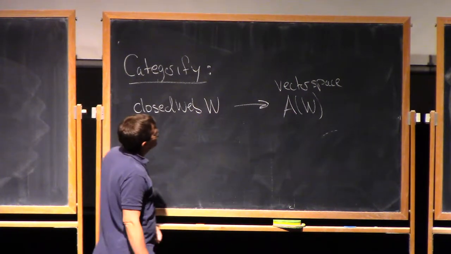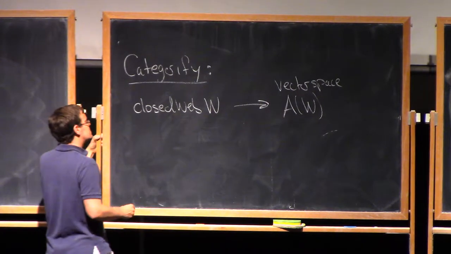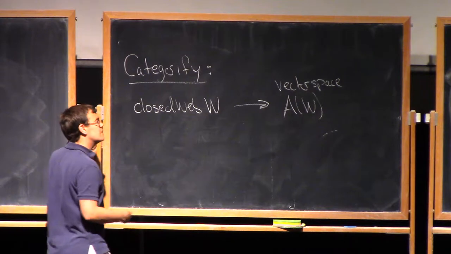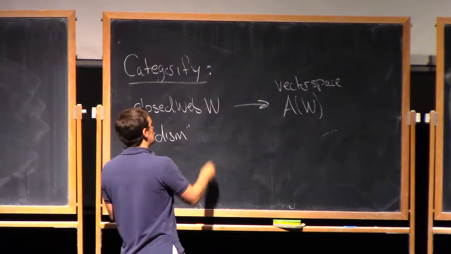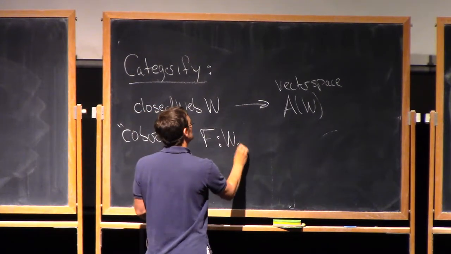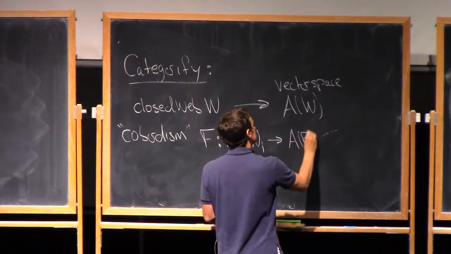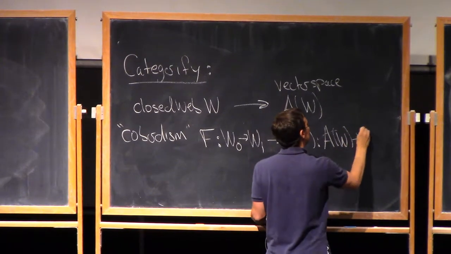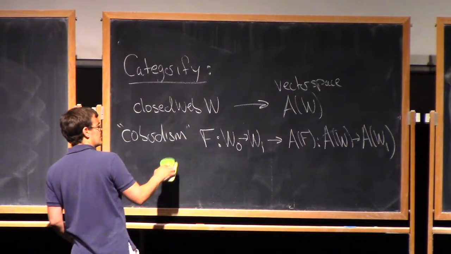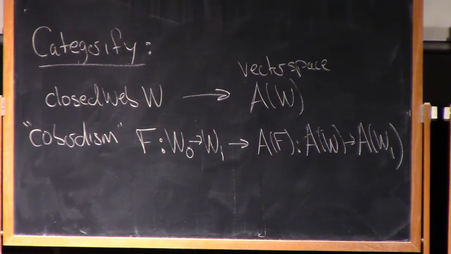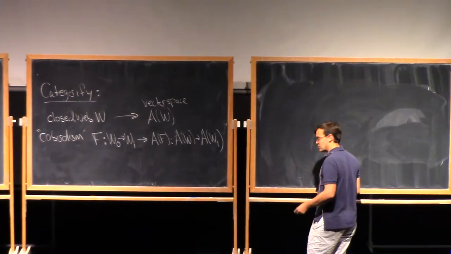And so what I want to talk about is how you construct this vector space A of W. And similarly, a cobordism, let me put this in quotes, say F going from W naught to W1, say these are both closed webs, goes to A of F mapping from A of W to A of W1. So we want to understand how we can construct these things. First we need to say some words about what the analog of a cobordism is in this world.